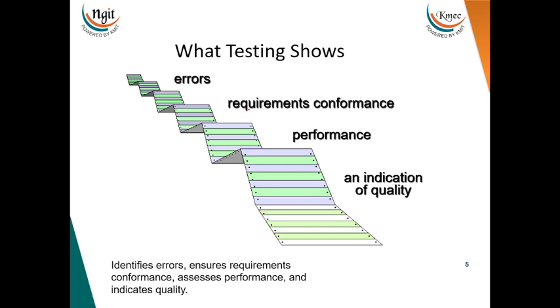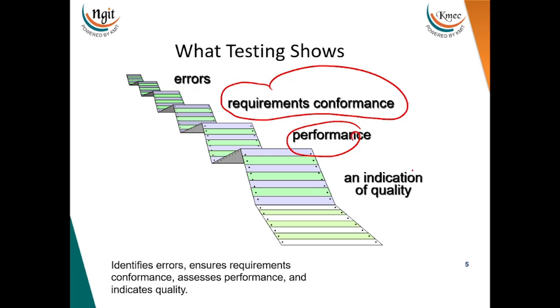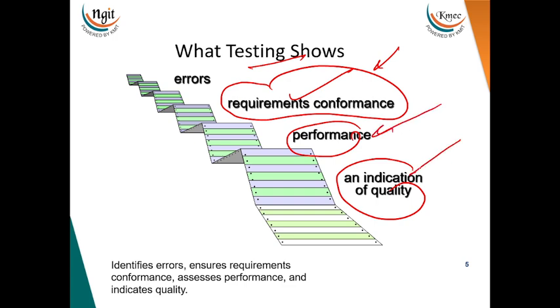We have to identify the error. How do you do that? By requirement confirmation, the performance, and an indication of quality. What does testing show? Requirement confirmation: is it correct? Has the performance been achieved, with adequate quality? So in order to test, it gives you all the performance criteria. Identify the errors, ensure the requirement conformance, assess performance, and indicate quality. These are the things that testing shows.